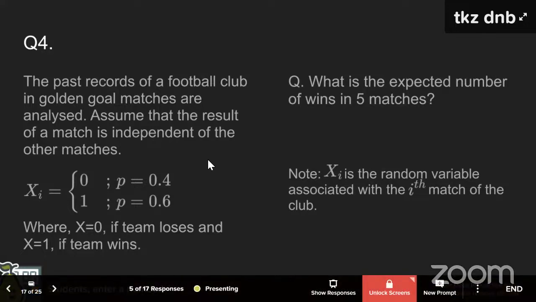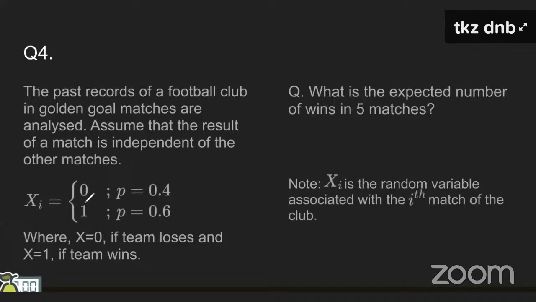First, we calculate what values x can take. Okay, x can take two values, either 0 or 1, right? So just calculate the expectation for x1 first. Expectation of x1 will be equal to 0 multiplied by 0.4 plus 1 multiplied by 0.6. That means the expectation for x1 is 0.6.